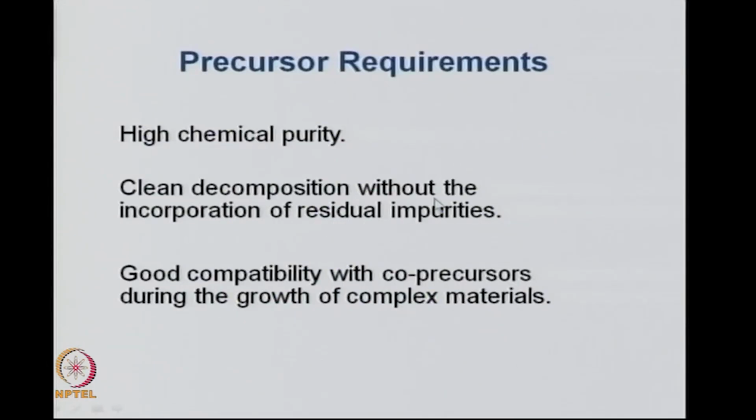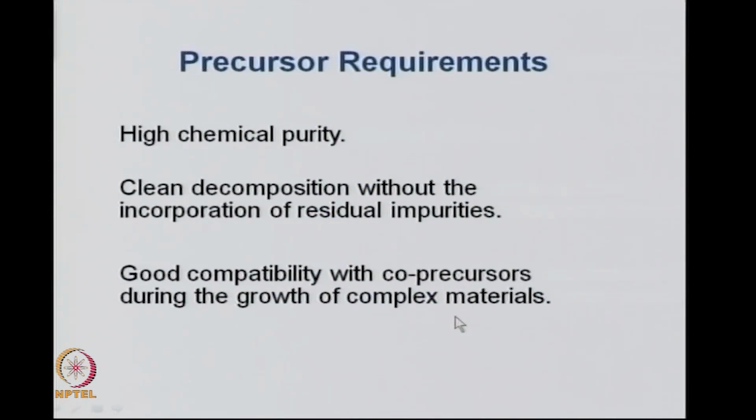there should be clean decomposition without the incorporation of residual impurities, and there should be good compatibility with co-precursors during the growth of complex materials. This means that suppose you are trying to grow a bimetallic film. You have a precursor for one metal and a precursor for another metal, and that is called the co-precursor, and during the growth of this complex metal film there should be some compatibility within these precursor molecules. So, good compatibility with co-precursors during the growth of complex materials.